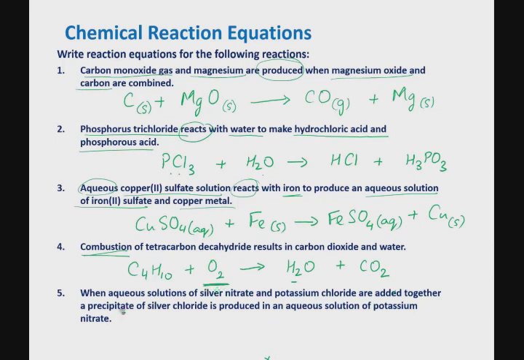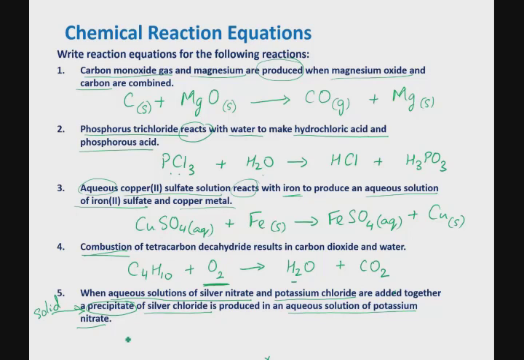When aqueous solution of silver nitrate and potassium chloride are added together, a precipitate of silver chloride is produced in an aqueous solution of potassium nitrate. Precipitate means a solid. The word precipitate implies a solid that is created as a result of a chemical process, a solid that did not exist before but is new as a result of the chemical process.